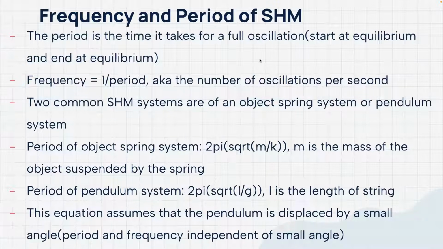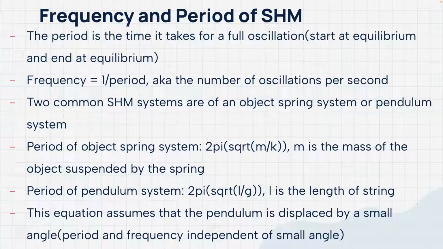And yeah, so you all might be thinking, right? If at the center the net force is 0, how is this still able to move? The net force is 0 at the center, but it still has a velocity. So it still moves to one side, and then there's a net force again. So frequency and periods in SHM. The period is the time it takes for a full oscillation. So it starts at equilibrium, oscillates, and ends back at equilibrium. That's the period. Frequency is just 1 over the period, aka the number of oscillations per second.